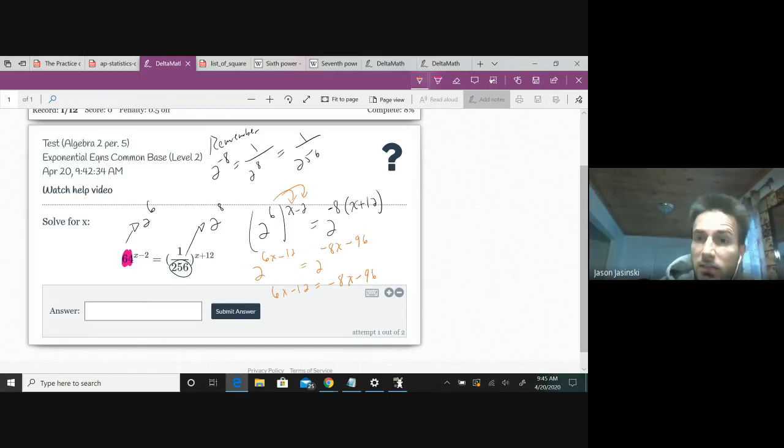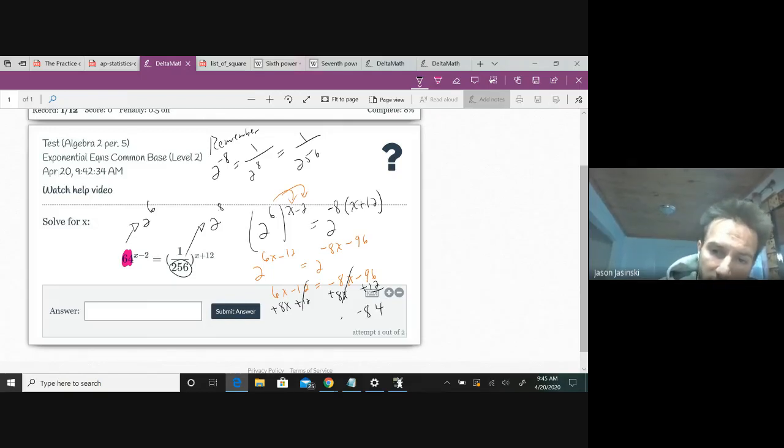So then I'll add 8x is one way to do it. Save steps, I'll add 12, bring that over. That would be 96, and 12 would be negative 84. 14x. Then you divide by 14, which probably be a decimal, but I could be wrong. 84 divided by 14 actually works out. It would be negative 6. So that worked out as an integer answer.